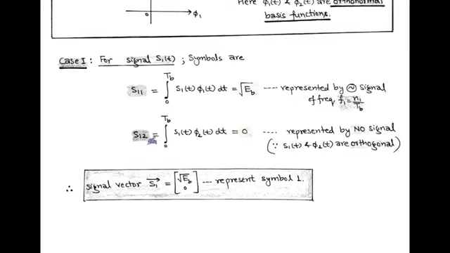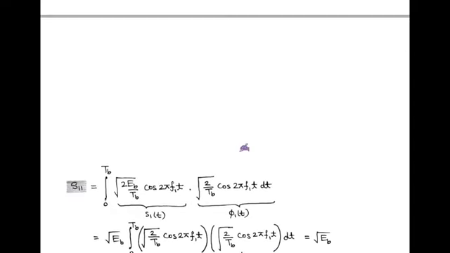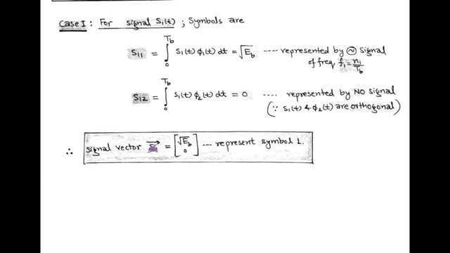But for S12, that is equal to the integration of S1(t) phi2(t) dt, the result is 0, which means there is no signal, because here the functions S1 and phi2 are orthogonal and its result is 0. So the FSK signal S1(t) is represented by signal vector S1 having coordinates S11 equal to square root of EB and S12 equal to 0. And this represents a symbol 1 having encoded level square root of EB.